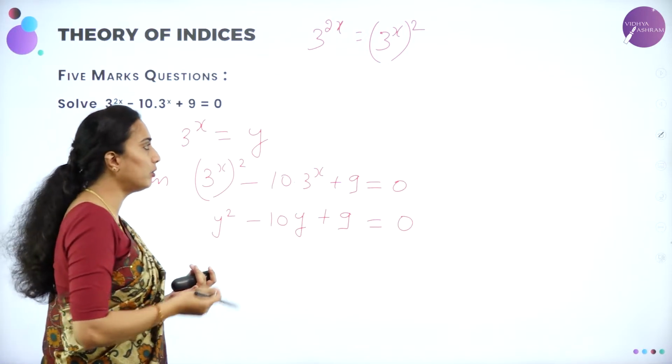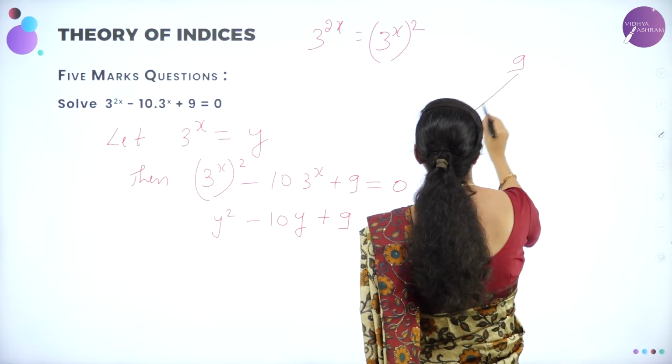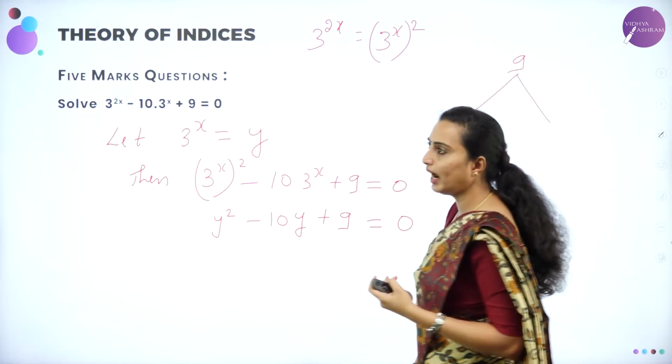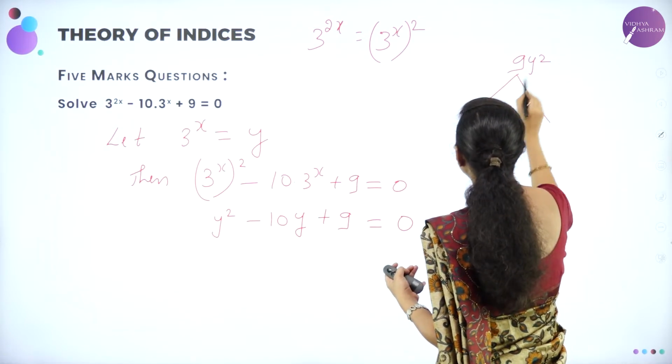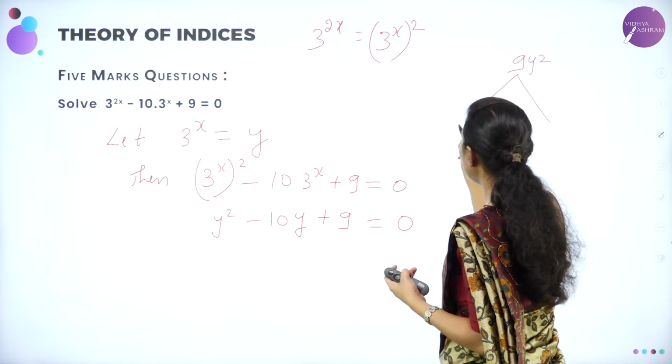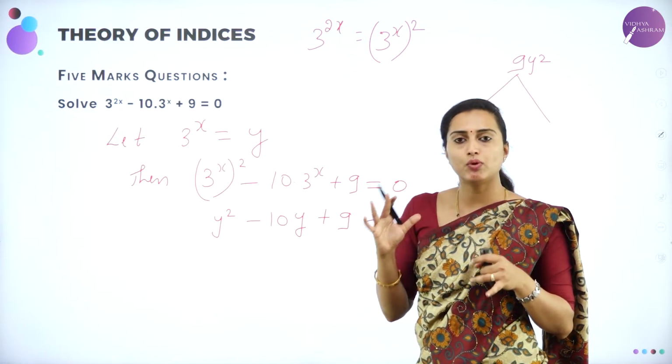What is that you are going to have? If you multiply, you should get 9y squared. If you add, you should get 10. So what is that you are going to have? 9y squared and then 10. See, 9 into 1 is 9 and then 9 plus 1 is 10.